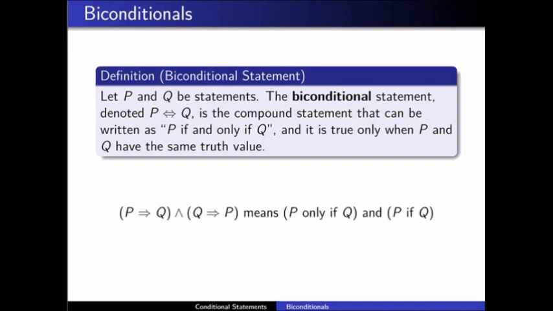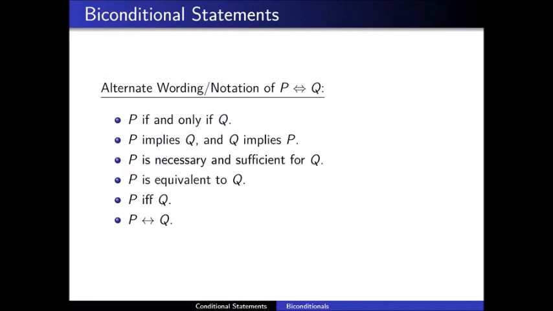Recall that P implies Q can be written as P only if Q, and also that Q implies P could be written as P if Q. Of course, putting an and between these two statements and combining them together gives you P if and only if Q. When we recall the alternate wording possibilities for the implication P implies Q, we can combine them together for P implies Q and Q implies P and get alternate wording for the biconditional statement.